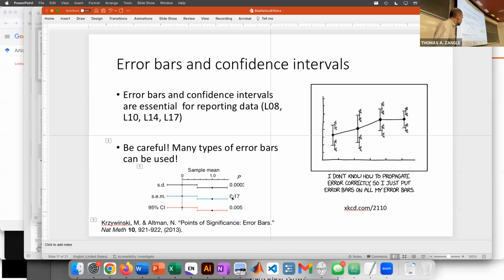So what this comes down to is that if you see a plot with error bars, you need to ask yourself, what do those error bars actually mean? And if you're preparing a plot with error bars, you need to think carefully about what error bars you're going to show. So standard deviation, this would show us the distribution of values within the underlying data set.